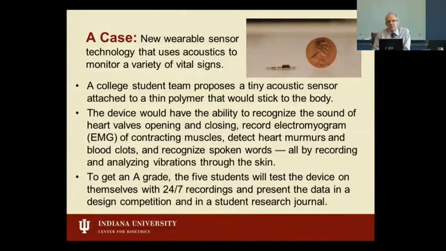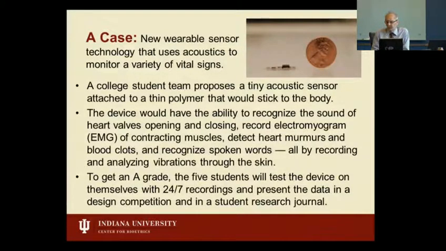So to get the A grade, the 5 students want to test this device that they're developing with some 24/7 recordings, maybe for a week or so or two, and they're going to test it on themselves and then submit that data to a design competition and publish it in a student research journal.